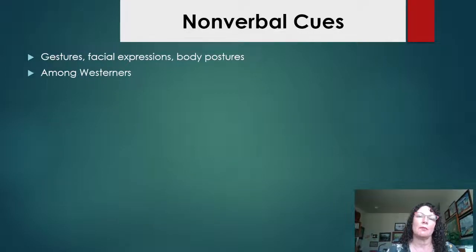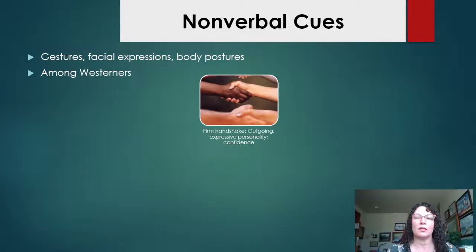So among Westerners, at least, this research that I'm relying on here has only been conducted so far, or at least published so far, among Westerners. But what we find is that people infer a lot from how you shake hands, right? A firm handshake is perceived as a person who's outgoing, who has an expressive personality, and it also conveys confidence. So if you're a new person I'm meeting for the first time and you have a firm handshake, I'm going to assume that you feel confident about yourself.